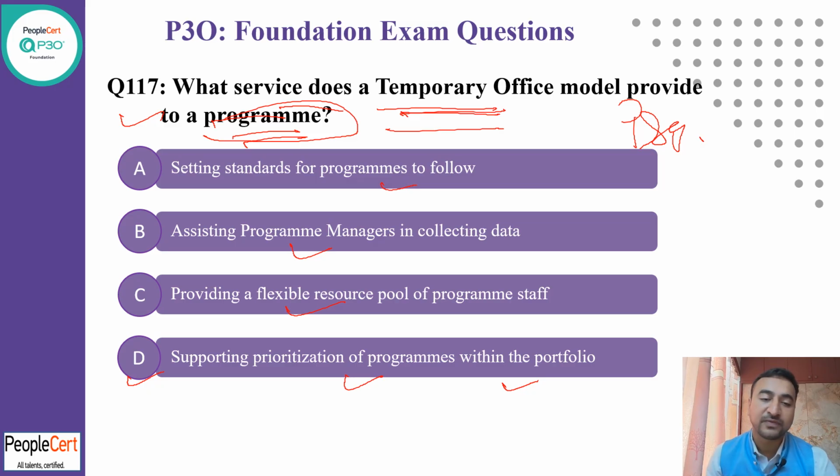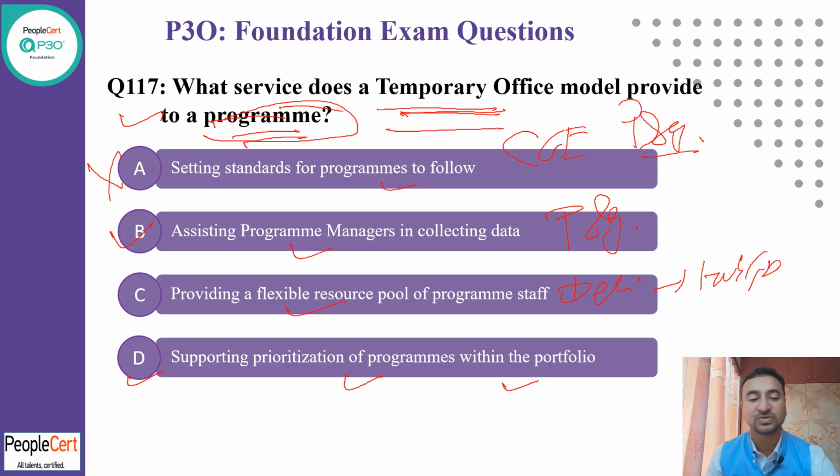Okay, so setting a standard for programs to follow is a COE function, not a program office function. So that is not the correct answer. B, assisting program managers in collecting data, yes, that may be a program office task, so you can consider that may be correct. C, providing a flexible resource pool for a program is a delivery support function, provided by a hub or a portfolio office. So that is not the correct answer. Option D says supporting prioritization of programs within the portfolio is done by portfolio office staff, and it's a strategy support function. So I believe B is the most correct answer.